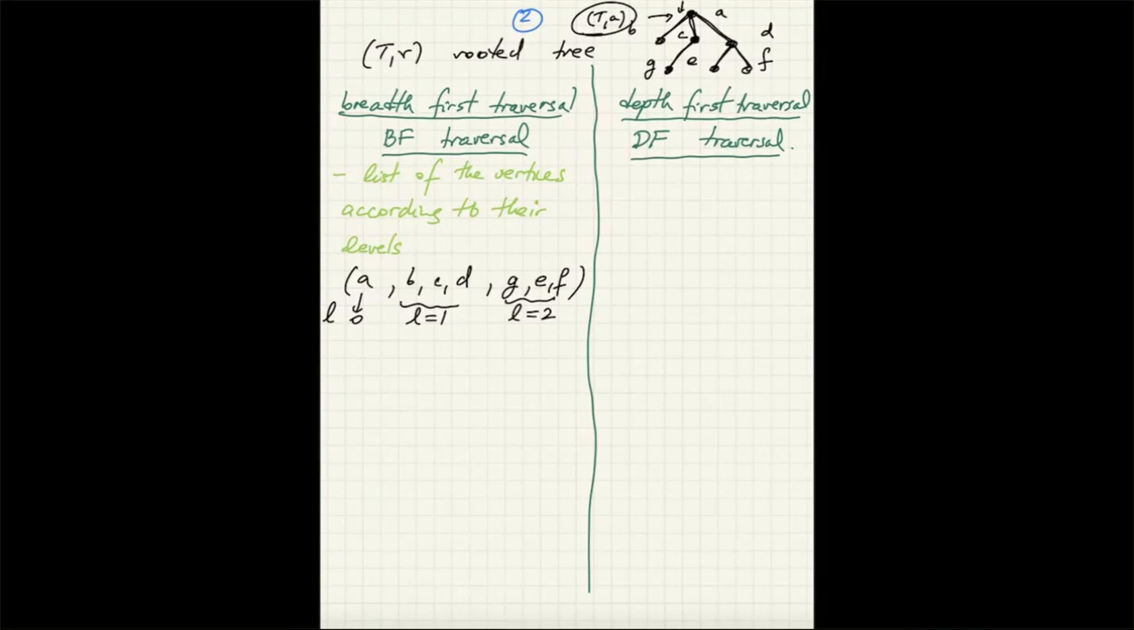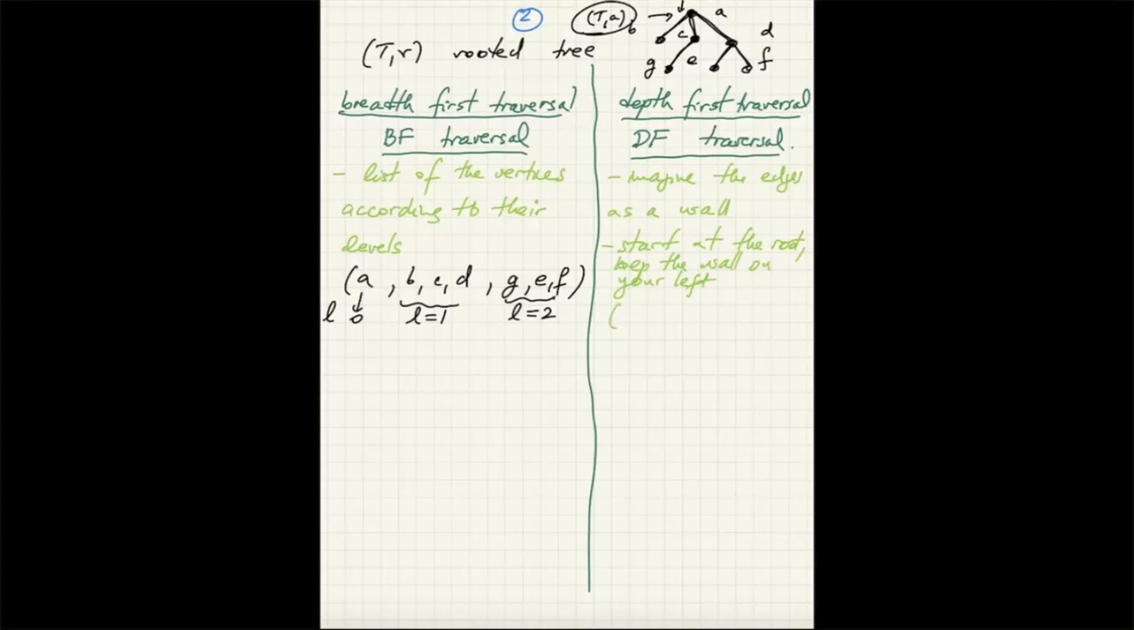So here, let me write a brief description. Imagine the edges are a wall. Start at the root. Keep the wall on your left. And write down the vertices that you see the first time, when you see them for the first time.